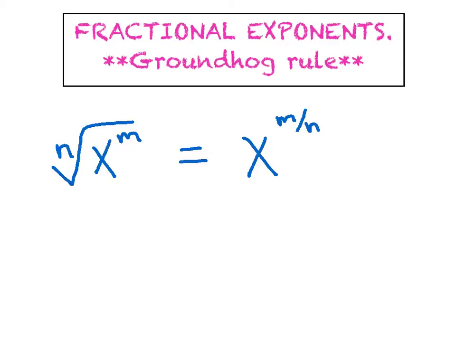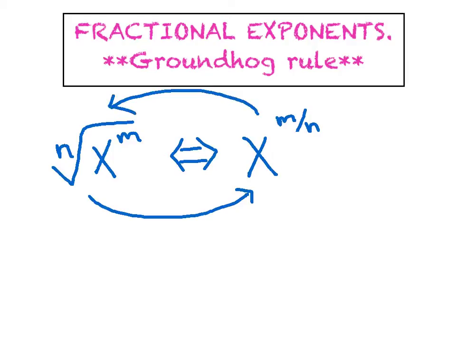We've got to learn that rule forwards and backwards. I'm going to go ahead and take what used to be my equal sign and turn it into kind of a double arrow, signifying that this is a two-way street. We're going to be expected to convert from radical form into fractional exponent form, and then also vice versa, starting with the fractional exponent and converting back to the radical form. So we're going to continue to practice this.